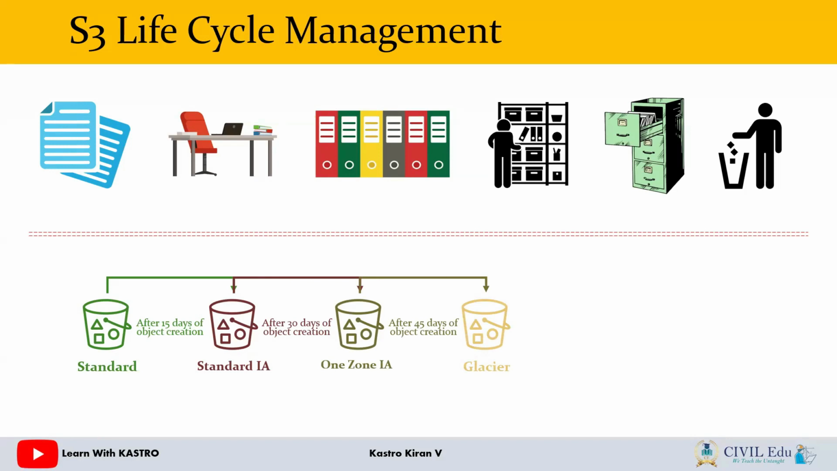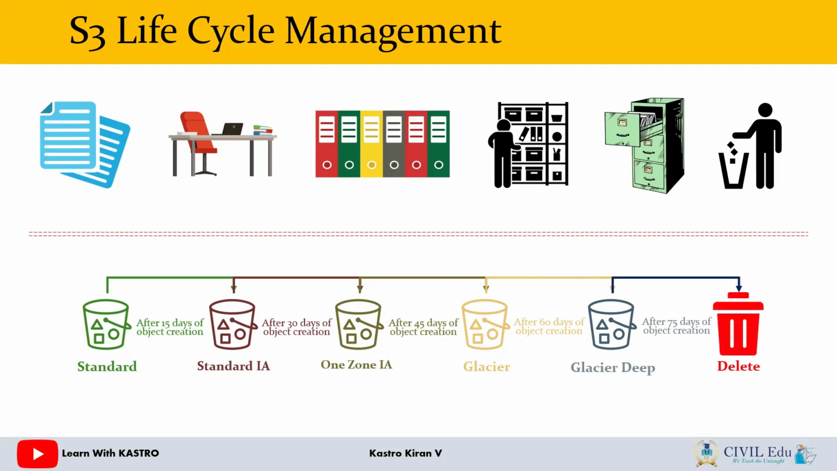One more scenario: after 60 days of object creation, whatever objects are available in the Glacier storage class, I want them to be moved to the Glacier Deep Archive storage class. And after 75 days of storing the objects in the Glacier Deep Archive storage class, I want the objects to be automatically deleted. We can configure the storage class of a particular object based upon the requirement by using lifecycle management.